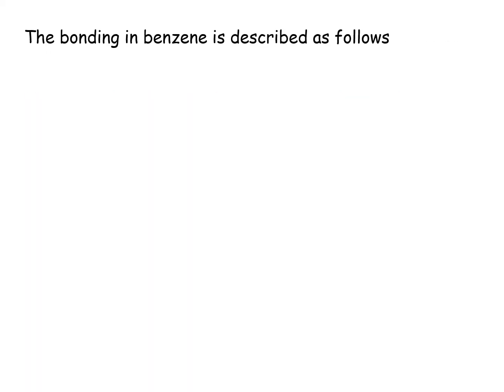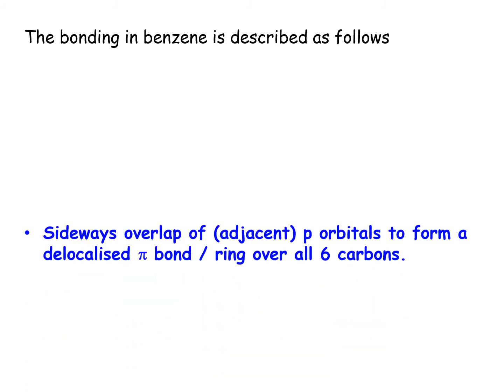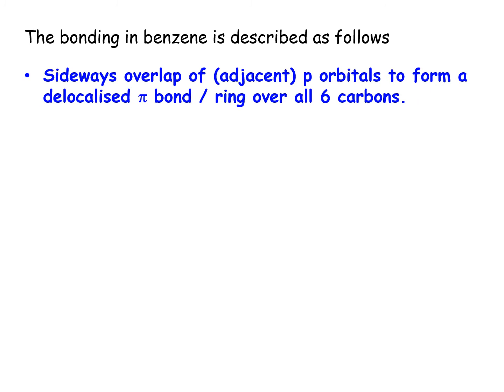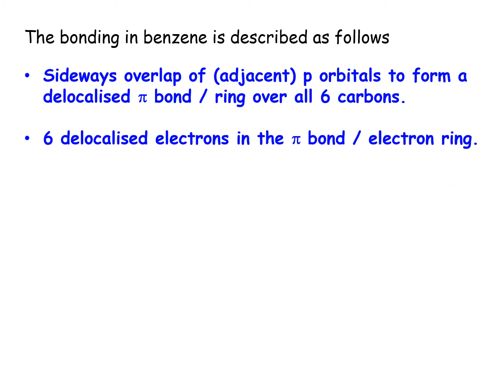So to describe the bonding, we've got a model answer here for you to write into your notes. We firstly would talk about the p orbitals overlapping side by side. Now, adjacent is another term. That means they're next to each other. So we've just got to be clear one way or another that we are saying the p orbitals are next to each other and they overlap and they form this delocalized, this spread out pi bond. Very important, it's over all 6 carbons.